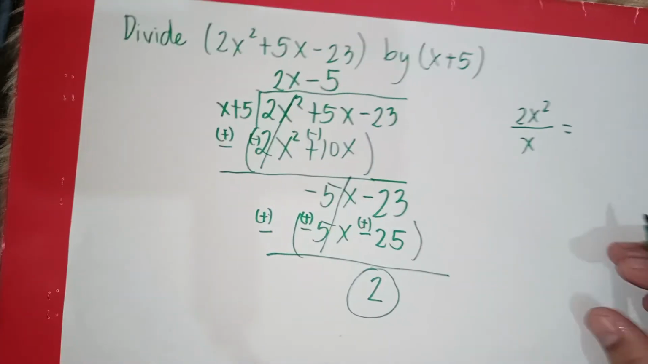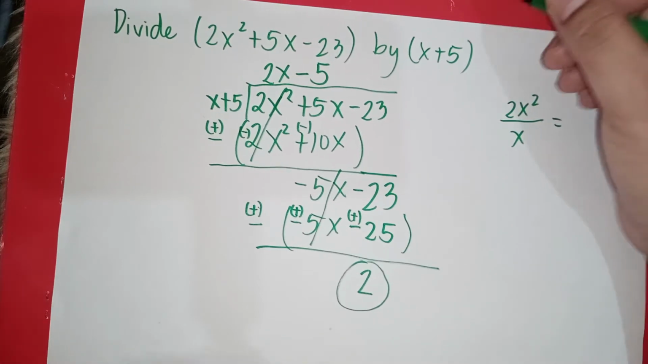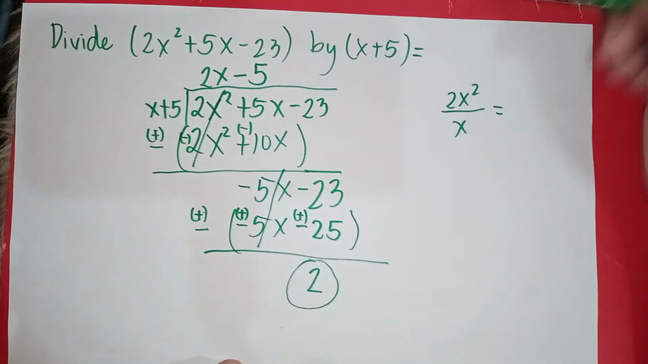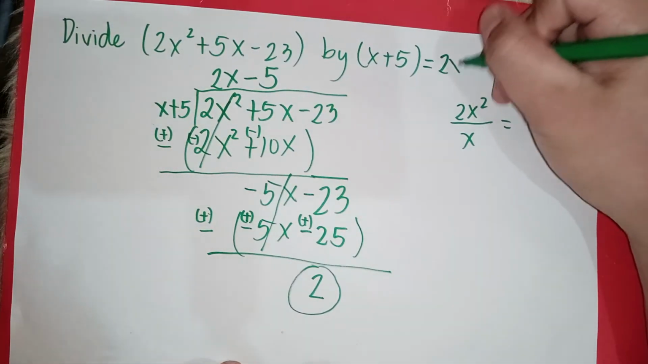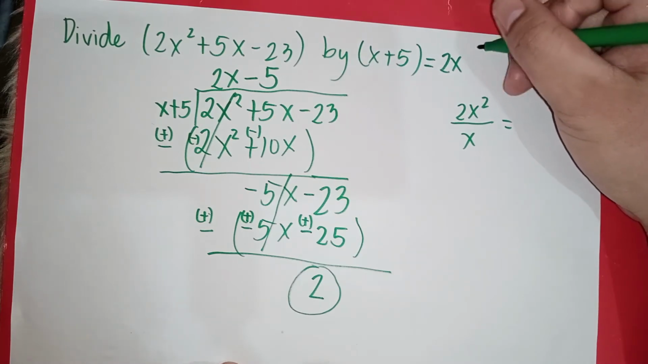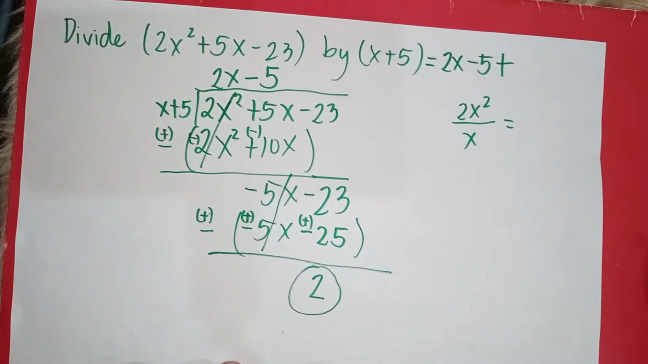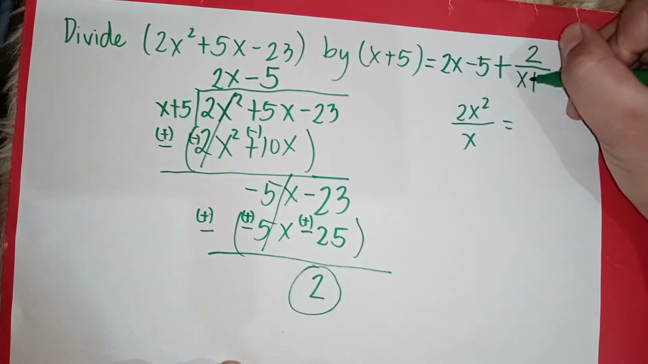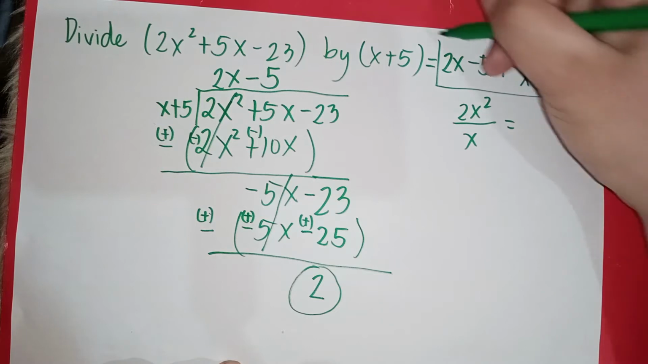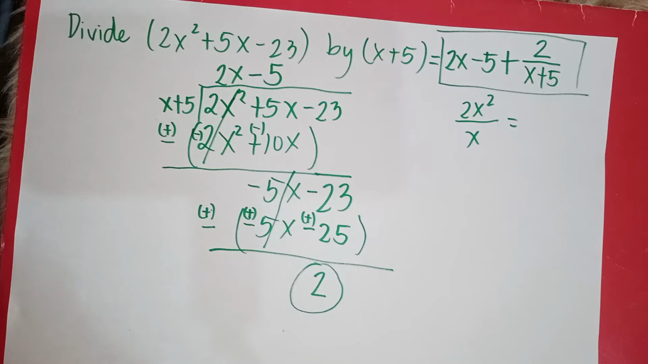So, what is the answer when you divide 2x squared plus 5x minus 23 by x plus 5? So, the answer mga boss is, this is equal to, first the quotient, so kanina q of x, quotient, that is 2x minus 5. Okay, minus 5. Plus, okay, remainder natin is 2, divided by the divisor, x plus 5. So, eto na po mga boss, yung quotient ng 2x squared plus 5x minus 23 divided by x plus 5.